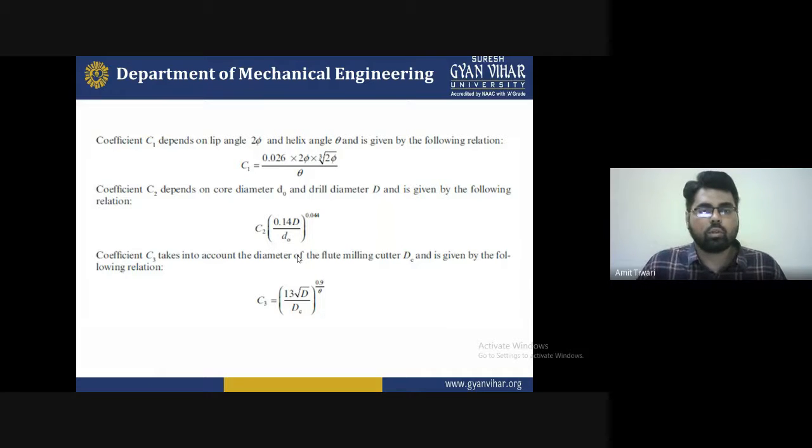All the coefficients, C1, C2 and C3, depend upon different conditions, that is theta, D and DC. You can observe that for the C1 criteria, theta is in the denominator and it depends on that. C2, that is D0, depends on that. C3 depends on the diameter of the face milling cutter, and DC is the diameter. So these all are the criteria which we have observed.